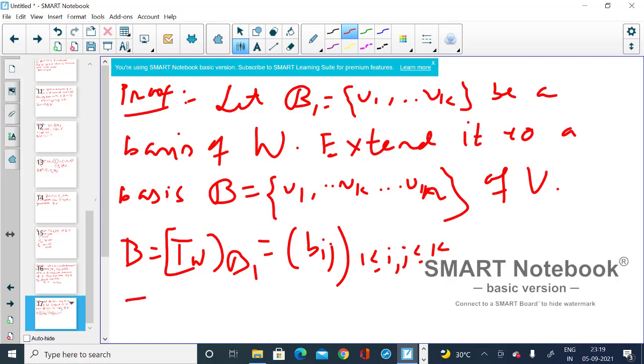And what is the relation of that thing? The relation is T(vj) equals the summation of b_ij times vi, with i equal to 1 to k.